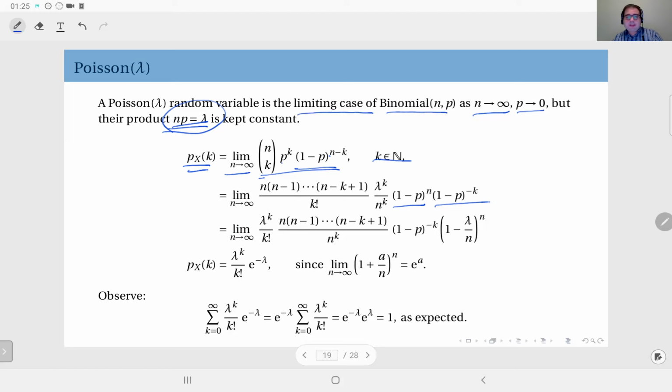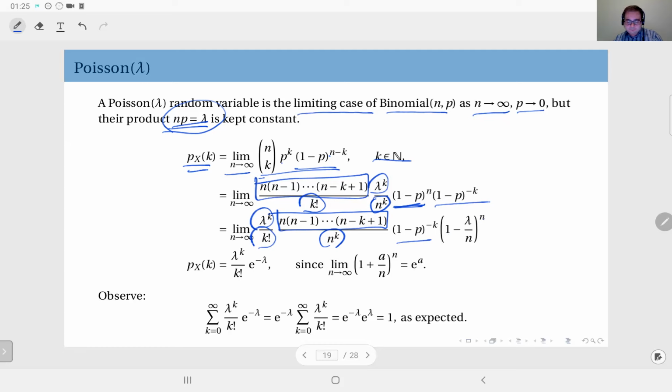Now, I'm going to arrange the terms a bit here. So I have lambda to the power k divided by k factorial, and I have this product occurring here, and I have n to the power k here, times 1 minus p to the power minus k, and this one here, 1 minus p to the power n, I write as 1 minus lambda over n to the power n.